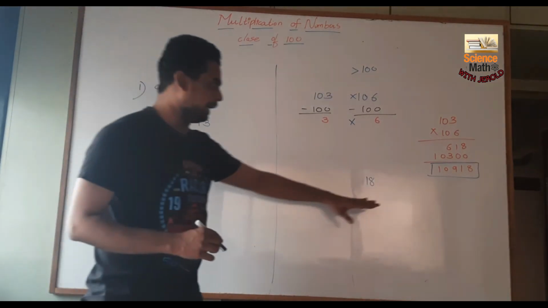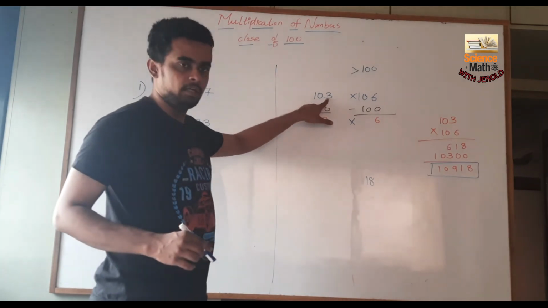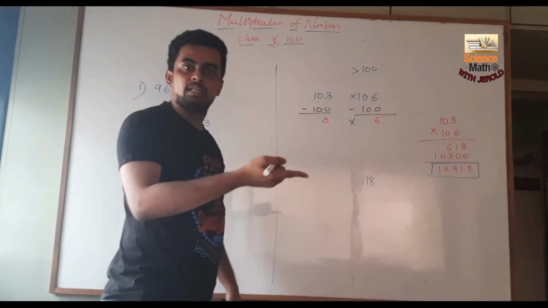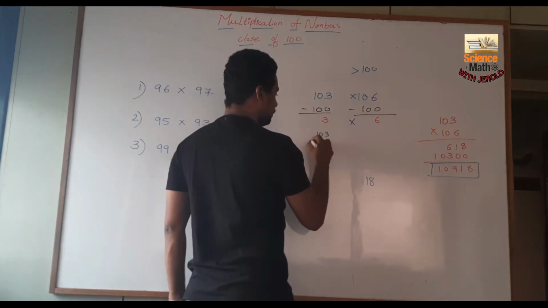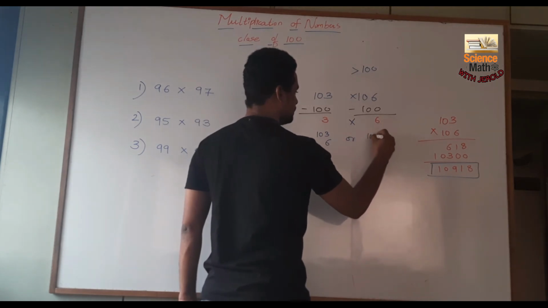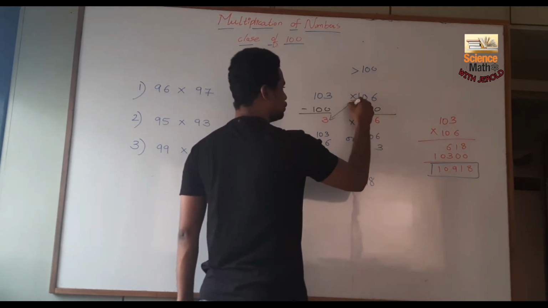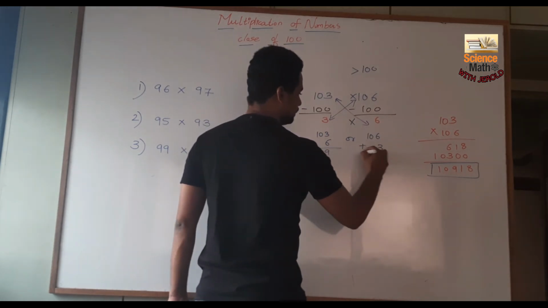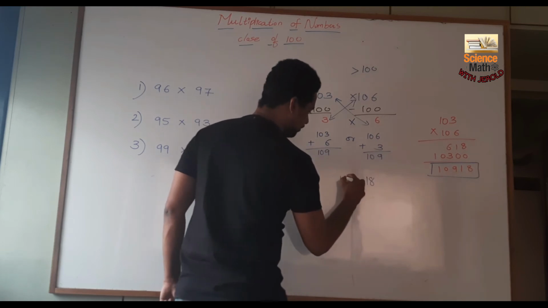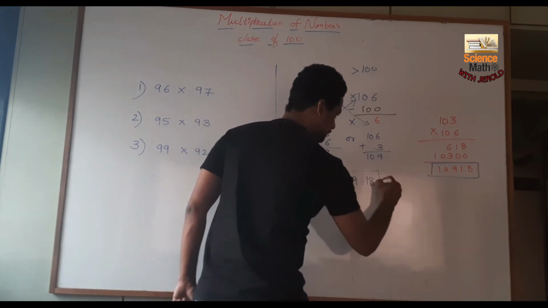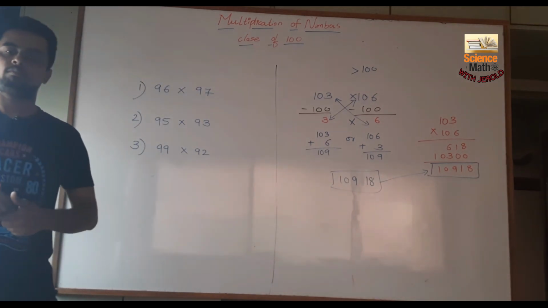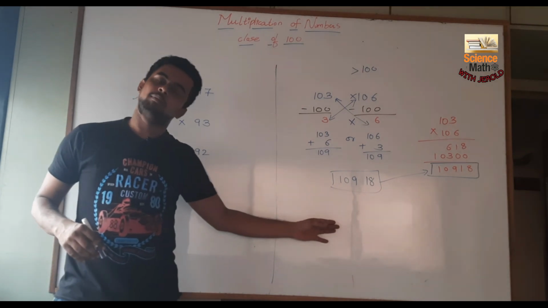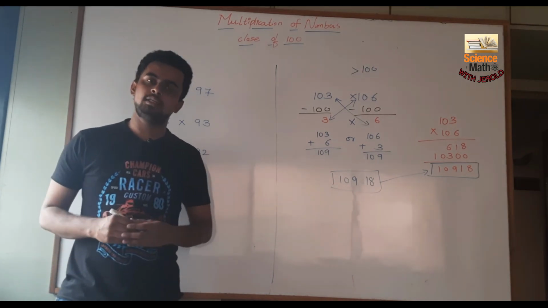Once I got 18 at the end, there we subtracted the number, but here the numbers are greater than 100, so 103 plus 6 or 106 plus 3. Either add these two or add these two. After adding, I will get 109. Here also I will get 109. That will give me 10918, which is similar to the answer that I found in the normal method. This is how multiplication of numbers close to 100 is done.